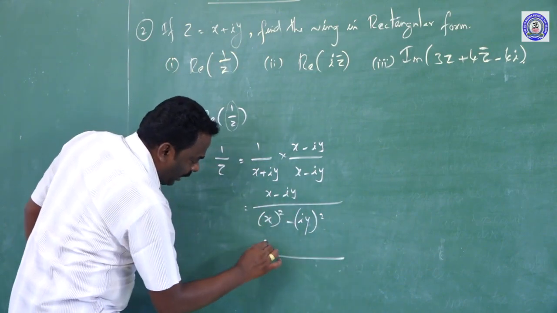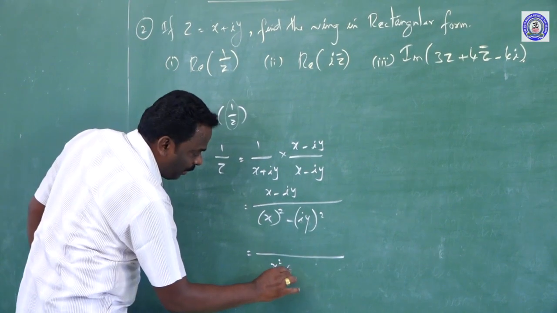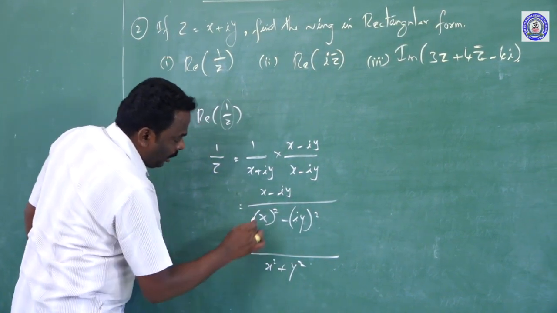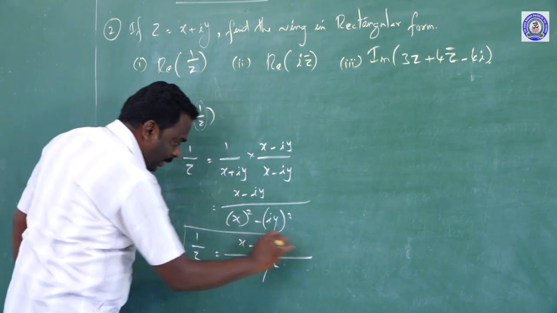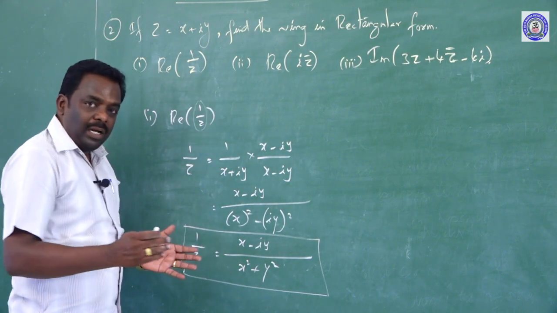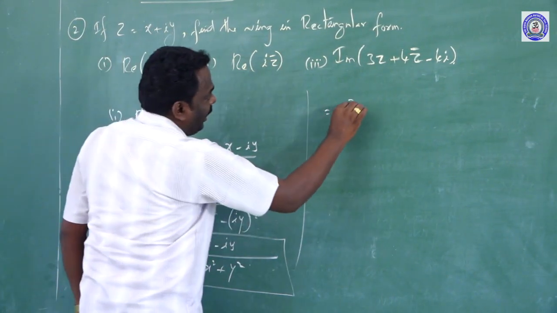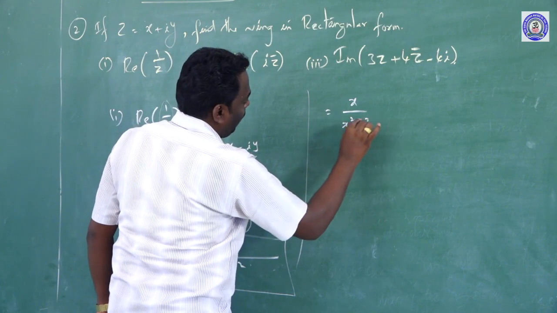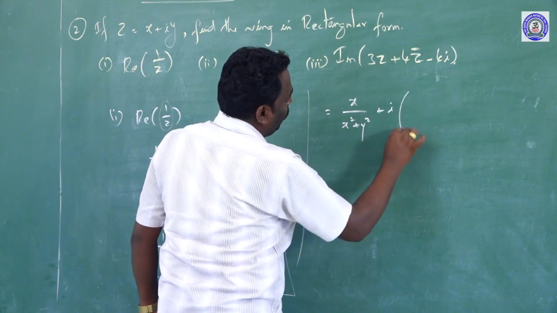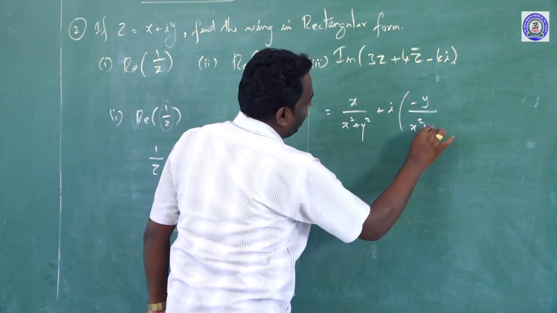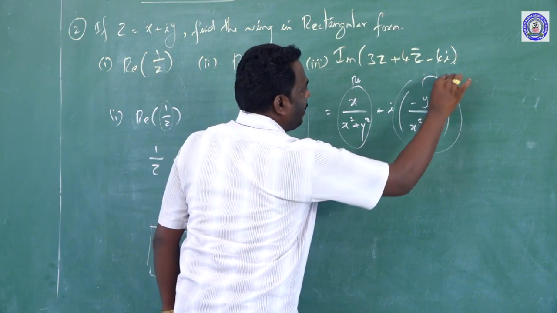Now this equals x square, and the i square term equals minus 1, so minus minus becomes plus 1, plus y square in the denominator. The numerator is x minus iy, and this is the value of 1 by z. In this expression we split the real term and the imaginary term. X by x square plus y square is the real term, then minus i times y by x square plus y square is the imaginary term.